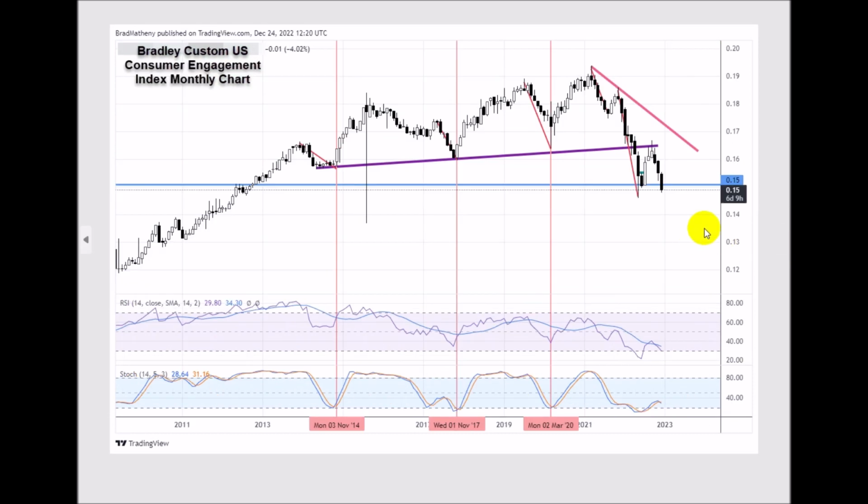The consumer engagement index, very, very interesting. Look at this low. Look at how this is set up here in another deep, deep low. This is, again, off of the Fed. This is consumers pulling away from the economy. This could be an end-of-year bottom, kind of like we saw in 2018, which I believe is right over in this area. I'll show that to you, but this is potentially another retest of this deep low.